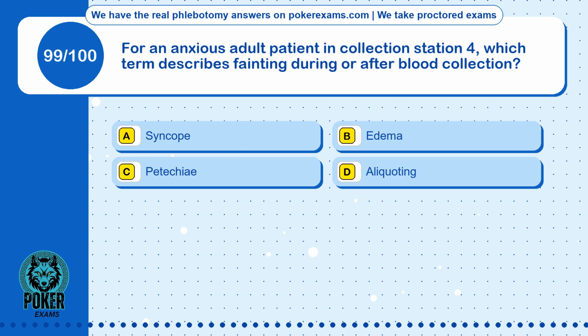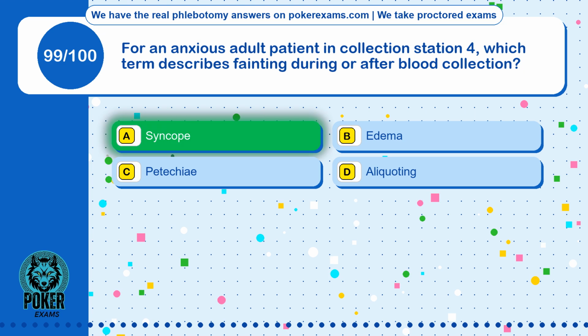Question 99. For an anxious adult patient in collection station 4, which term describes fainting during or after blood collection? Option A. Syncope. Option B. Edema. Option C. Petechiae. Option D. Aliquoting. The correct answer is option A.